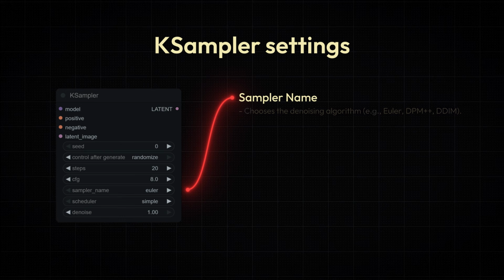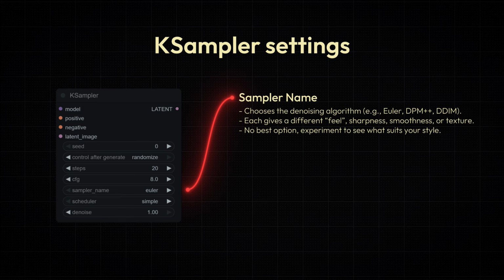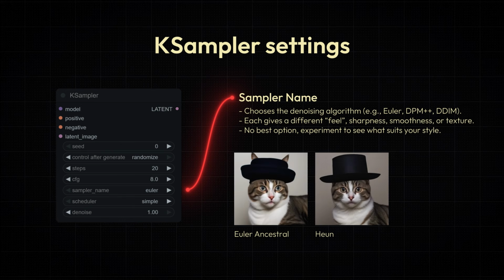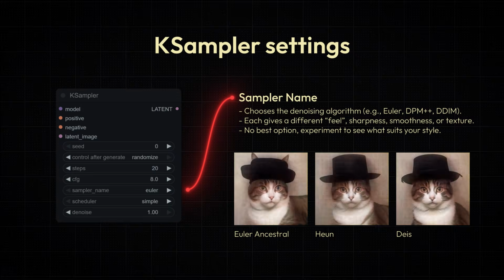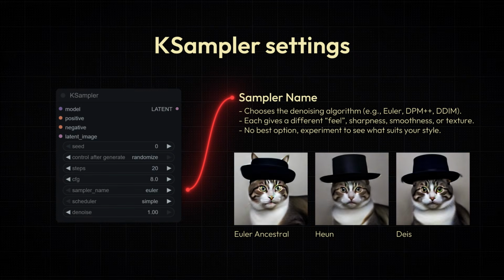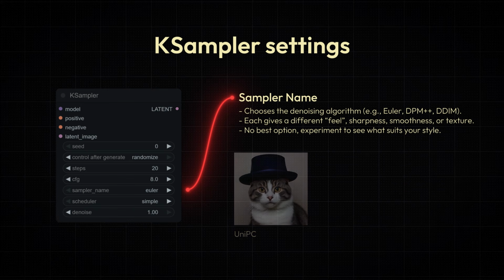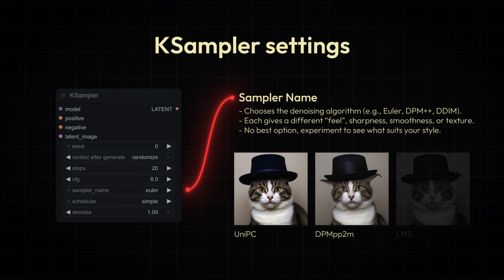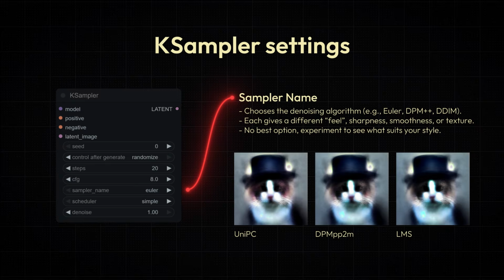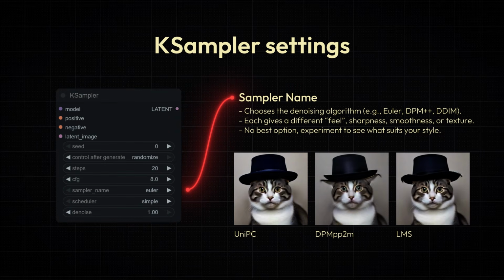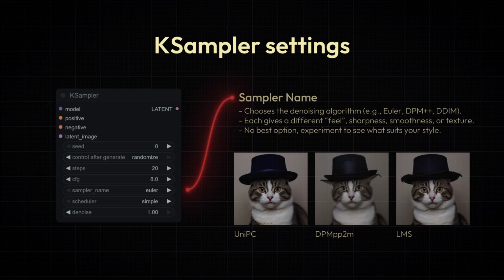Next, we have the sampler name. This determines which algorithm the model uses to perform the denoising process. You'll see names like Euler, DPM++, DDIM, or Heun. They all follow the same diffusion logic, but handle the noise removal slightly differently. Some produce sharper details, others smoother or softer lighting. There's no best sampler. It's worth experimenting to see which ones give you the results you like most.